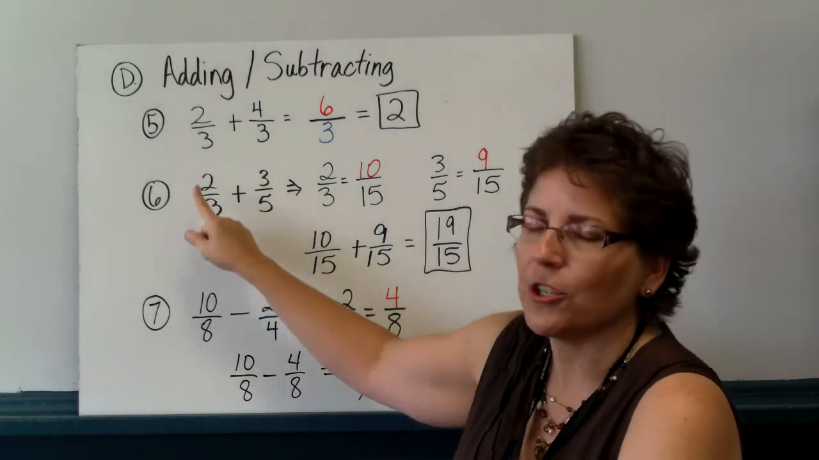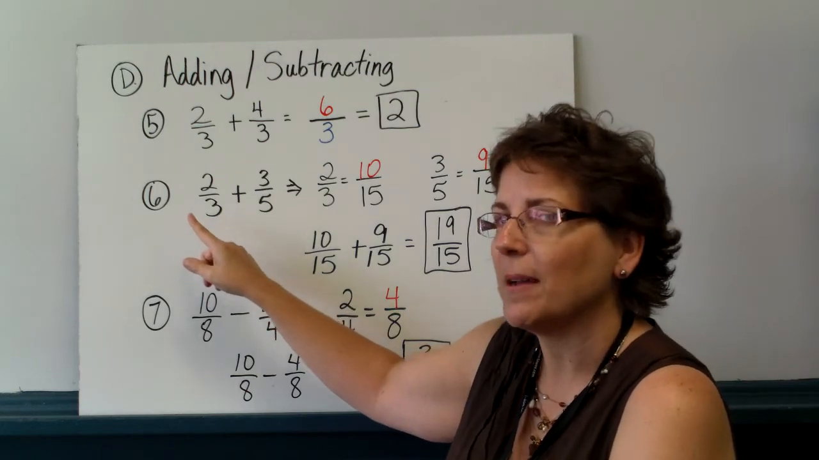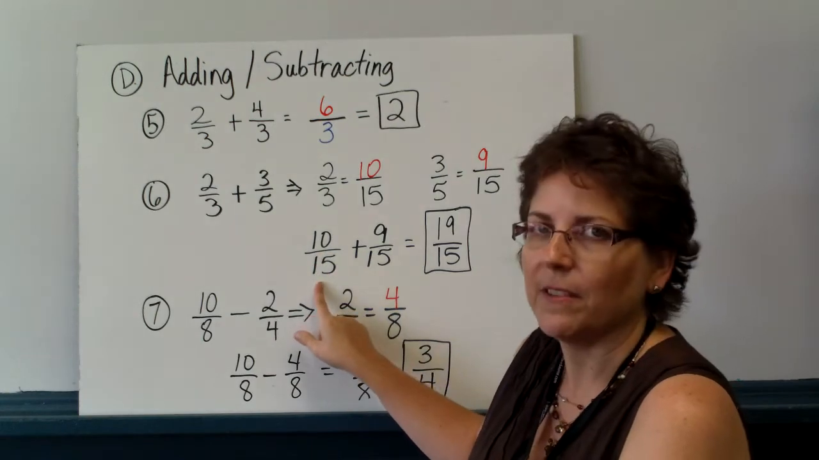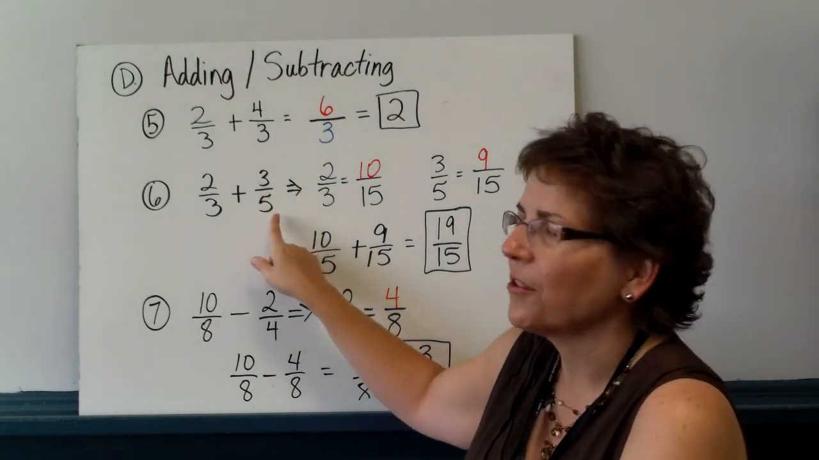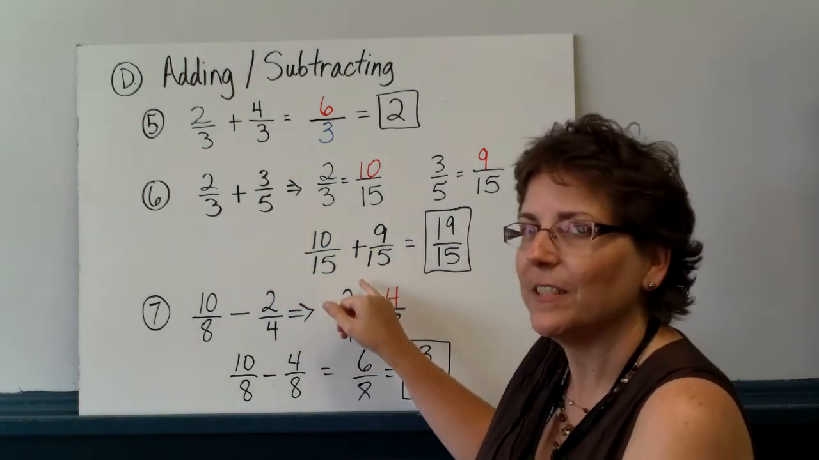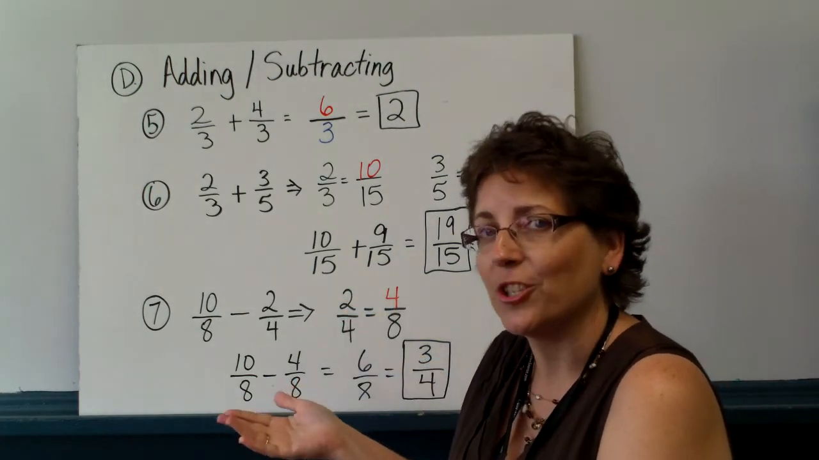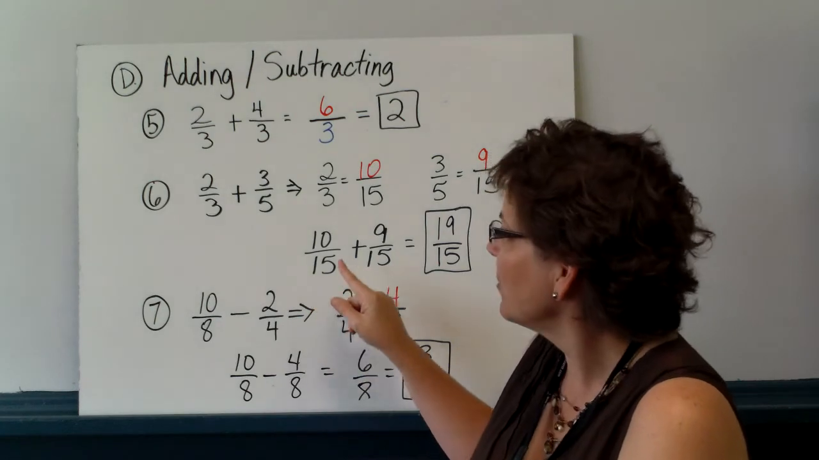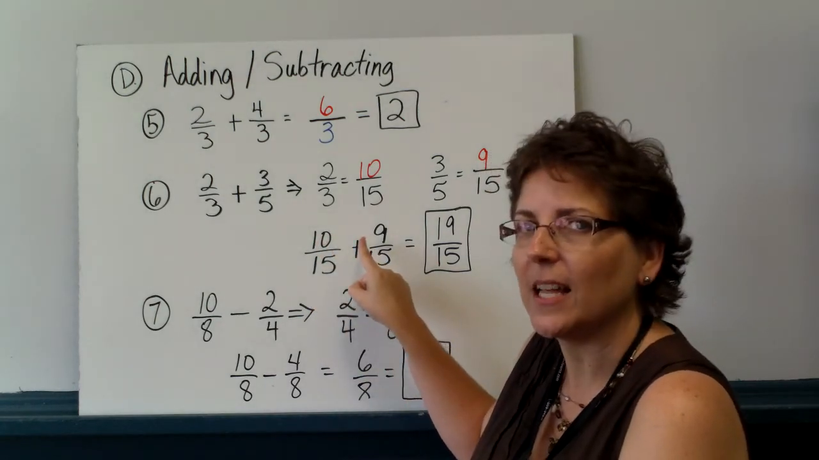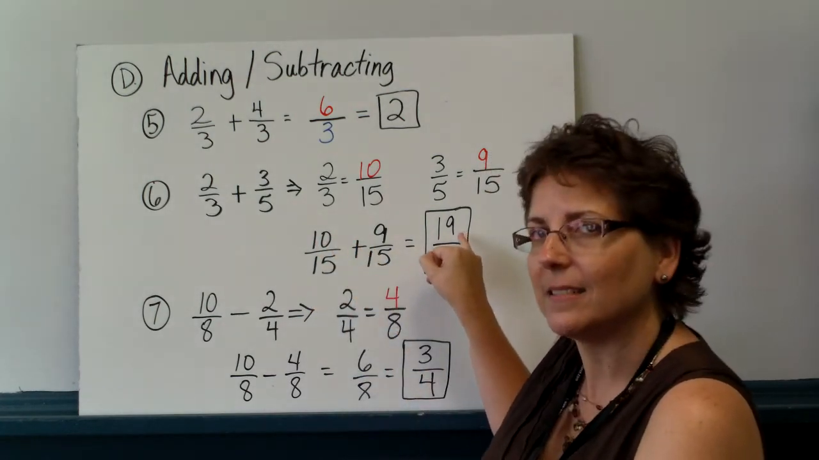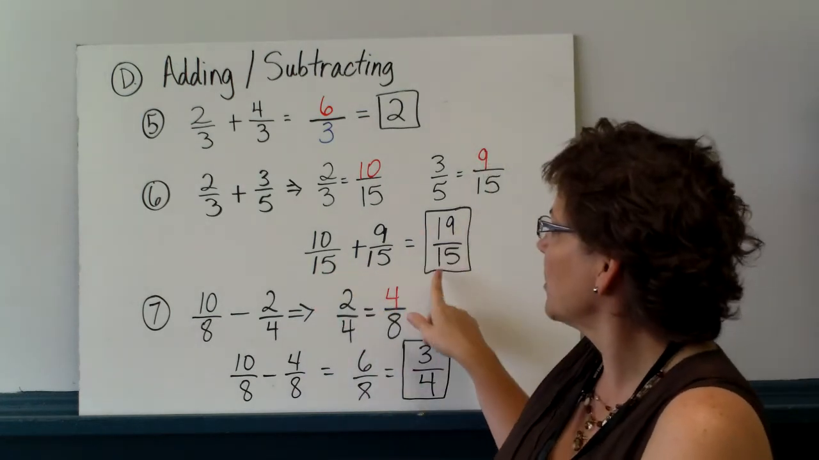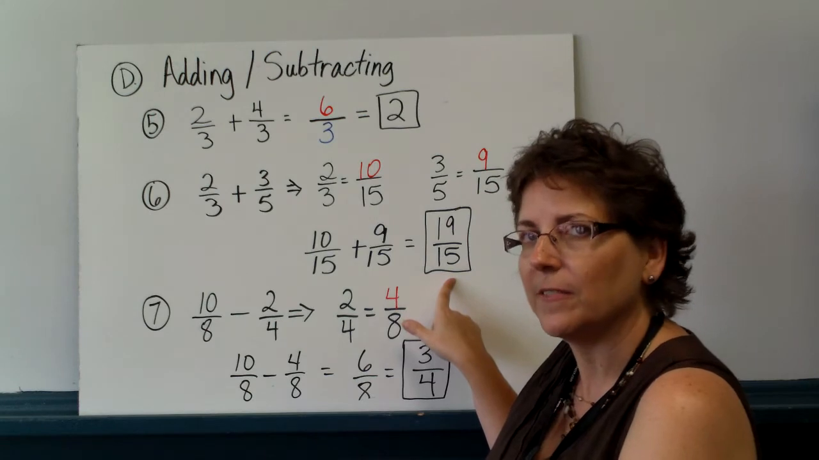I can go back to my original problem, and now I can change it to my new fractions. Instead of 2/3, I'm going to put 10/15, plus, instead of 3/5, I've got 9/15. So now I'm adding 2 fractions, and they have the same denominator. All I have to do is say 10 plus 9 on top gives me a 19, and 15 on the bottom stays there. So my answer is 19 over 15.